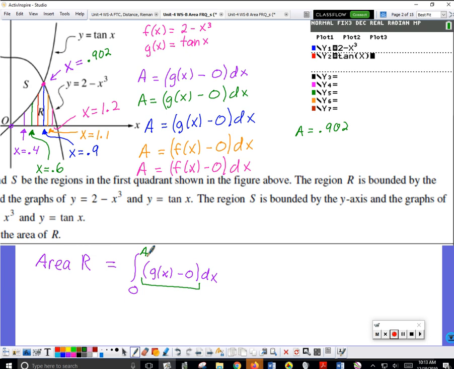Do not forget to tell the grader that A is equal to 0.902. You lose the point. Questions? Please. Why can't you just put 0.902 on the top there?